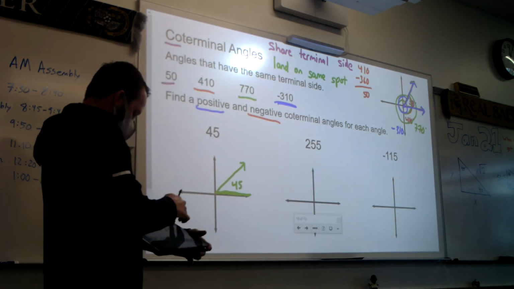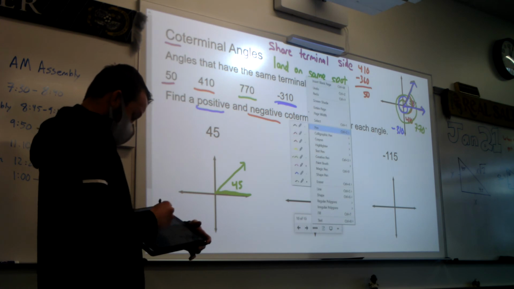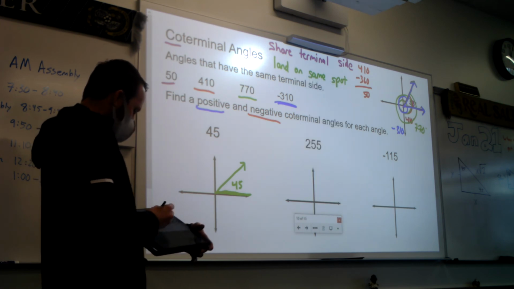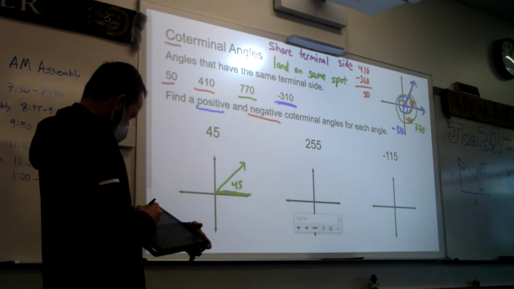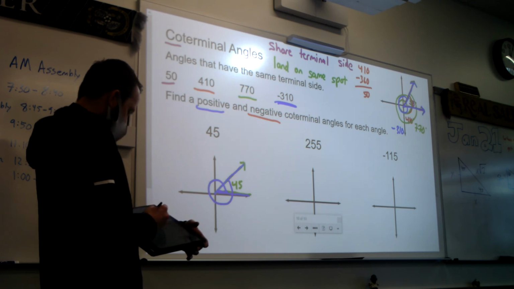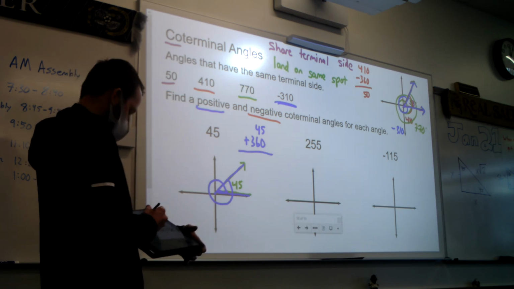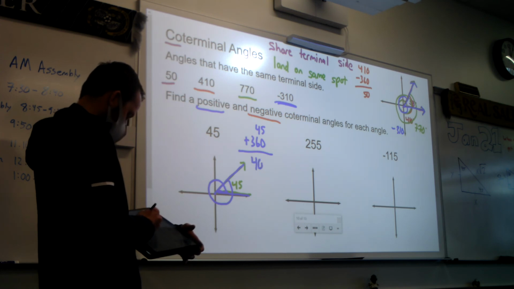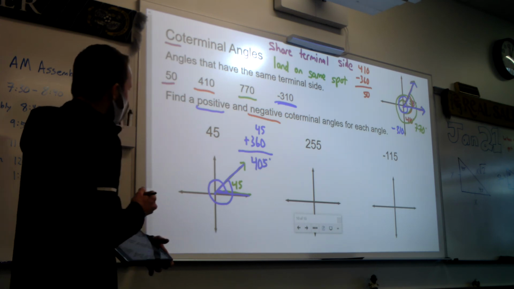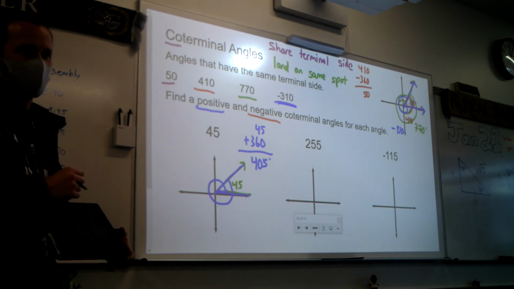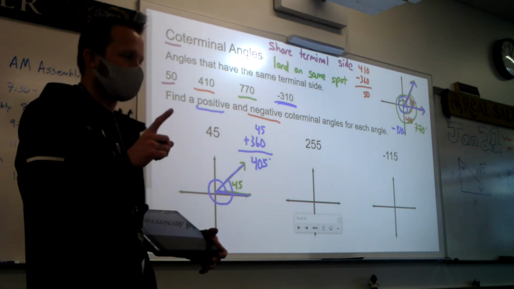You could take this angle and spin around 15 times. You can do that if you want. But if I want a positive coterminal angle to 45 degrees, I'm going to say, let's go around once and then land there. So that would be 45, but since I went around once in the positive direction, I would just be adding 360, which is 405. Can I go around negatively twice? If you want, sure. I'm showing you the simplest way to do this, which is just adding and subtracting one rotation.